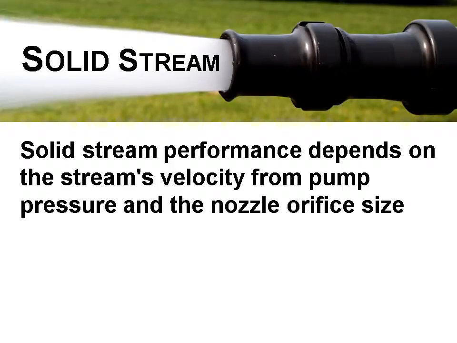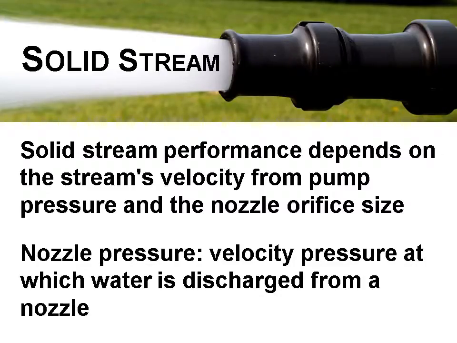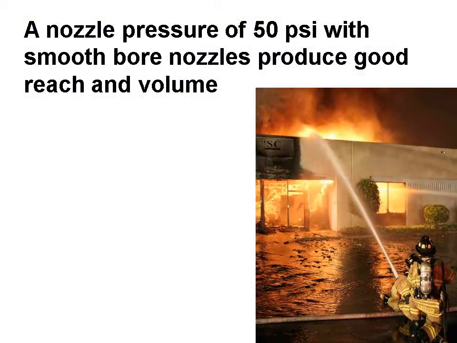Solid stream performance depends on the stream's velocity from pump pressure and the orifice size, and nozzle pressure, the velocity pressure at which water is discharged from a nozzle. A nozzle pressure of 50 psi with a smoothbore nozzle produces good reach and volume. A pressure of 65 psi will create more reach and volume. More personnel will be needed at pressures over 65 psi.